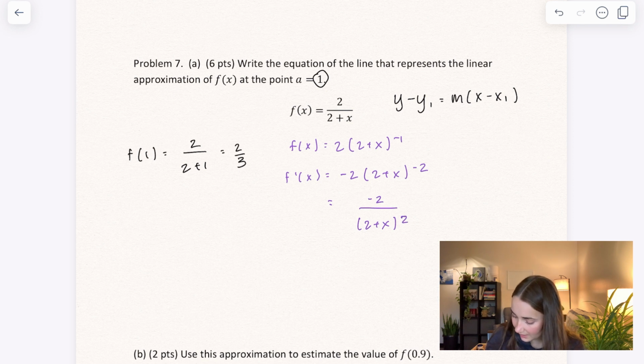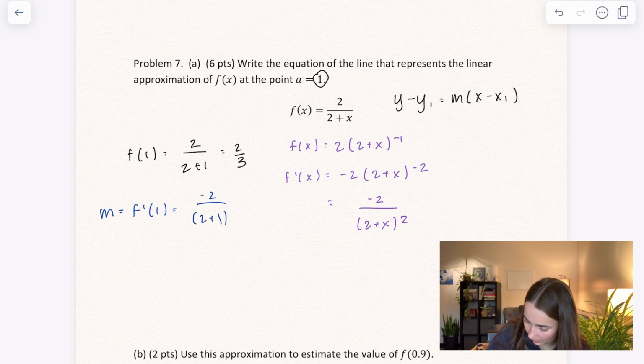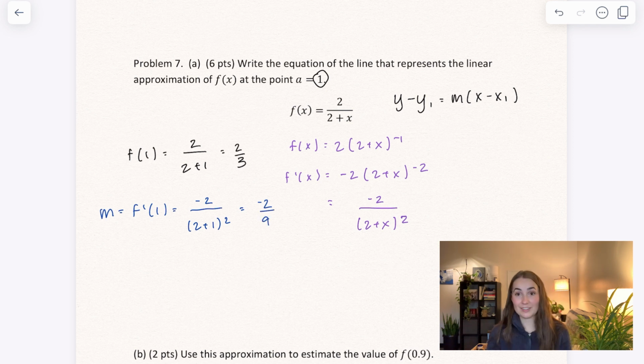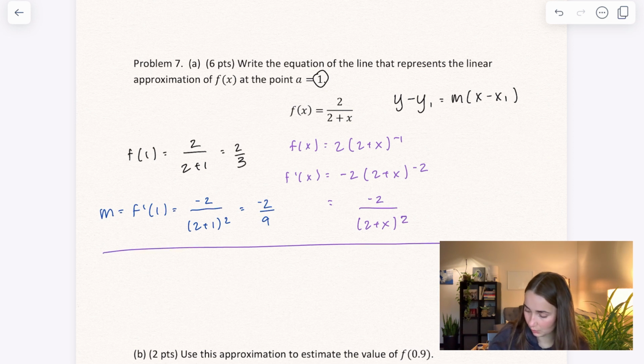So now let's go ahead and find the slope of our tangent line. So we have m is equal to f prime at 1, which is equal to -2 divided by (2 plus 1) squared. And this is going to be what, -2 over 9? And so here we have our slope. So now we have all the parts that we need for our entire equation. So let's go ahead and plug that into our equation for our line.